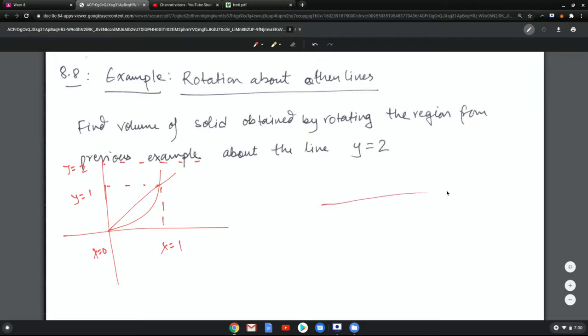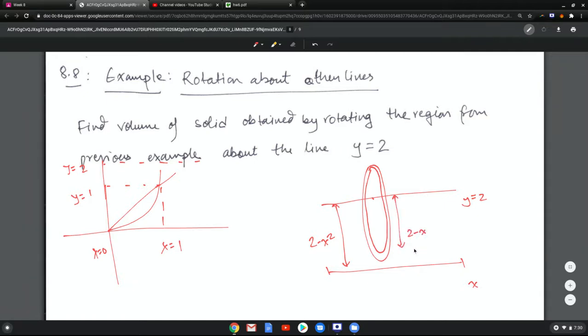Now what that means is the slice is still going to look like a donut or a washer, but this is going to be y equals 2. And this is my x-axis, say over here. The difference is that the outer radius is now going to be 2 minus x squared, and the inner radius is going to be 2 minus x. That is the only difference that we have here.